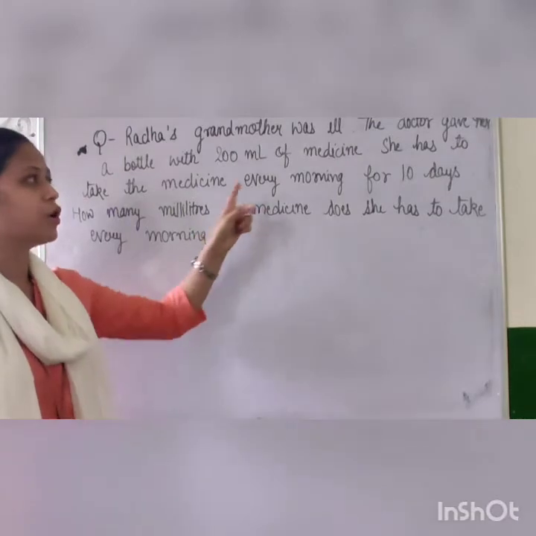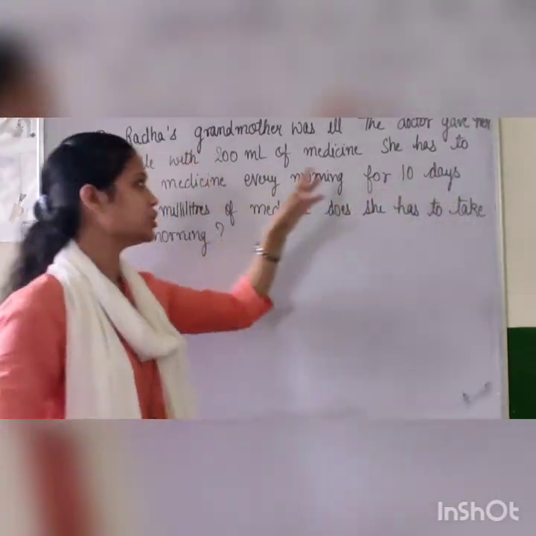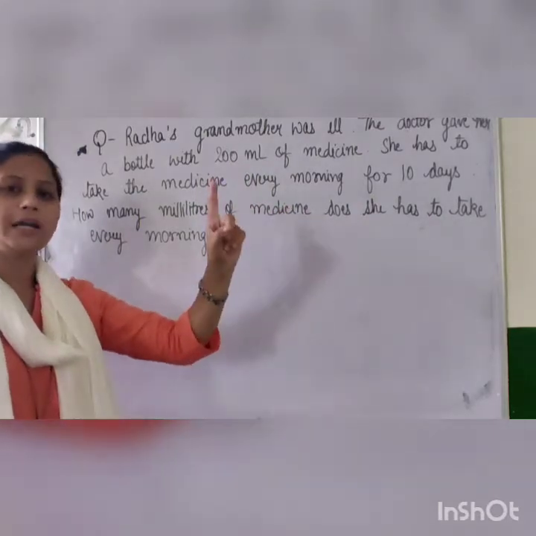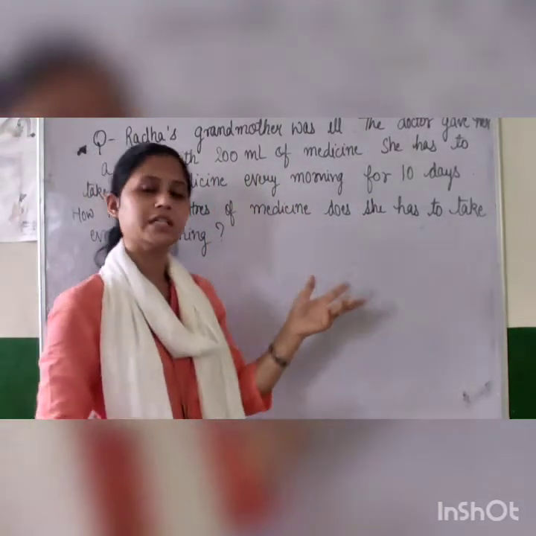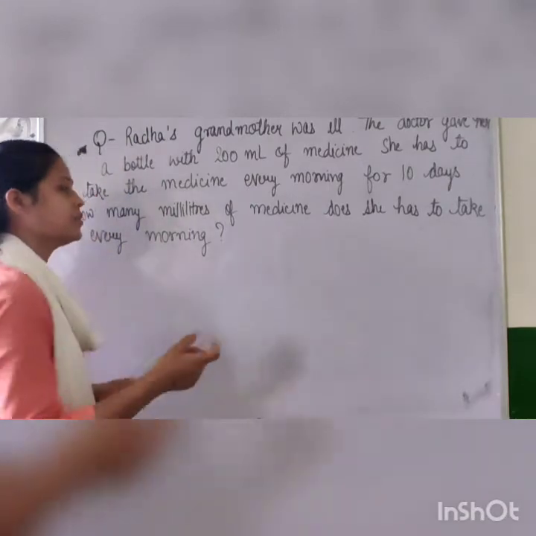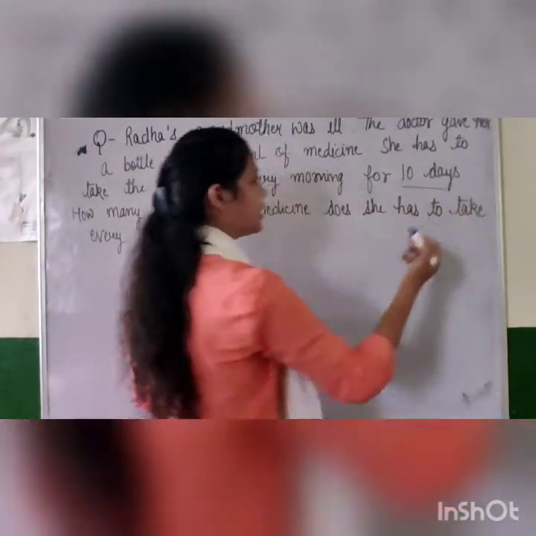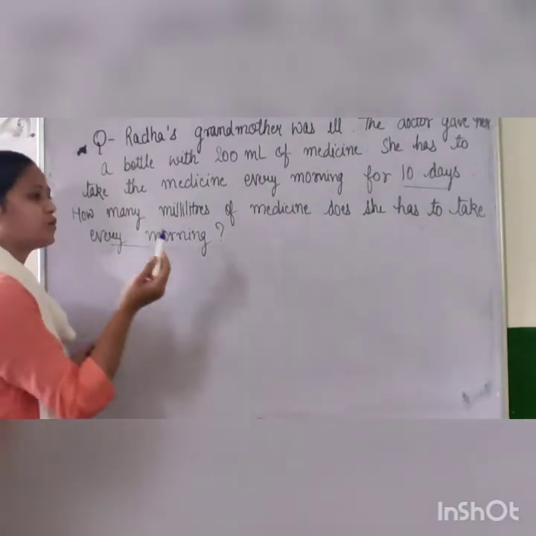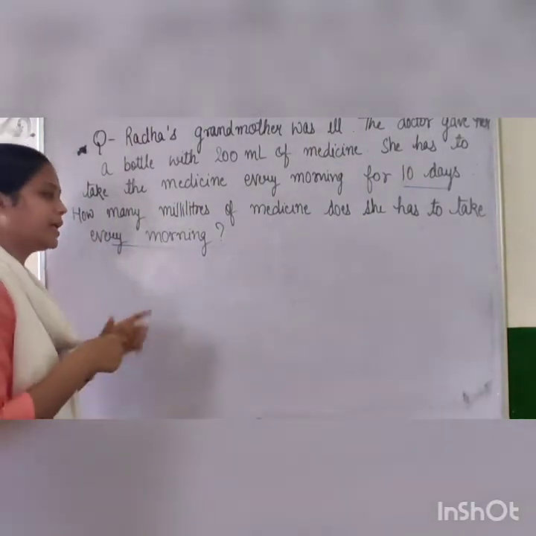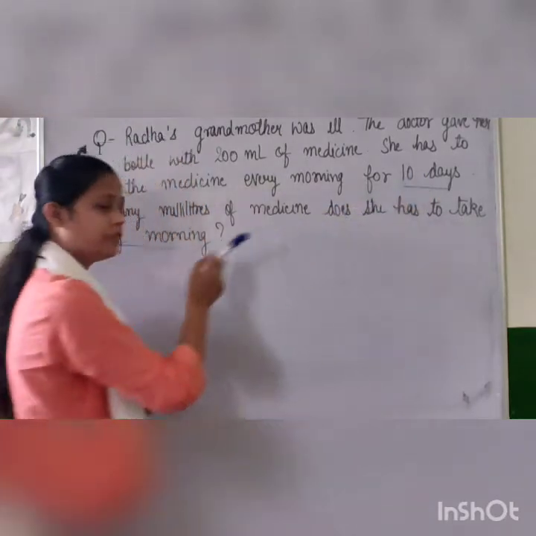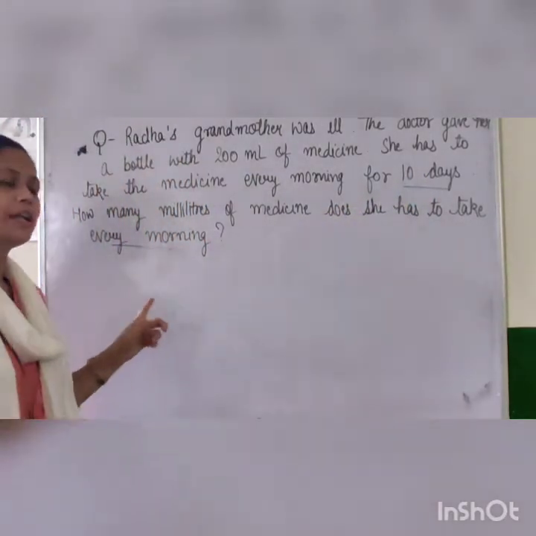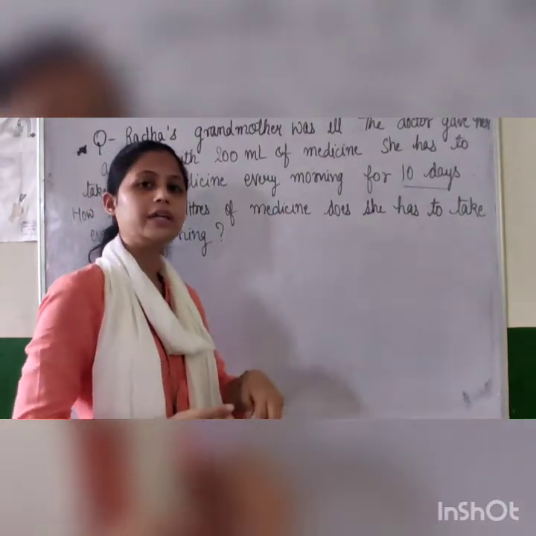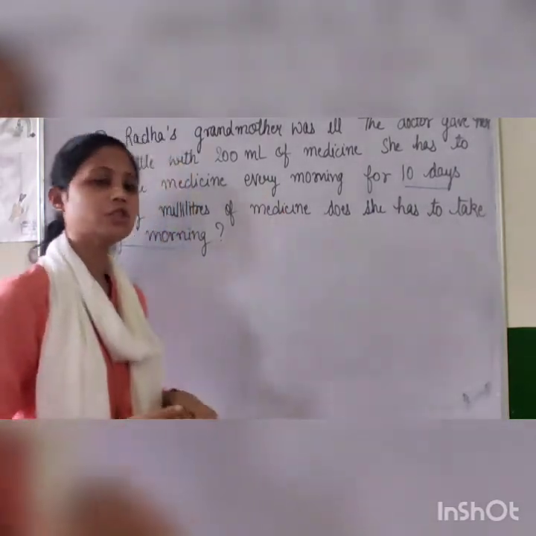We have been given 10 days. In 10 days she has to take 200 ml of medicine. But we have to find out how much medicine she has to take in one day. We have been given the big amount, 10 days, and we have to find for every morning, that means for one day, the small amount. So whenever we have to go from many to one, we do division. So here also we will do division.